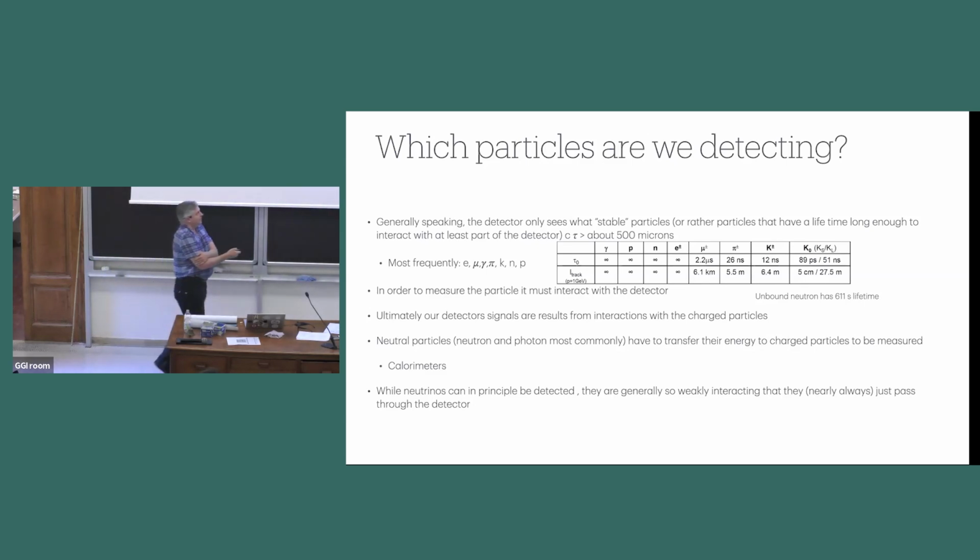time scale. So ultimately, if we want to measure those particles, they have to interact with the detector in some way. Our detectors rely on interactions with charged particles. The neutral particles have to transfer their energy to charged particles in order to be measured, and so those are generally seen mostly in the calorimeters. And while neutrinos in principle, as you know from the neutrino program, can be detected, they're generally so weakly interacting that for our purposes they basically go through our detector without interacting.